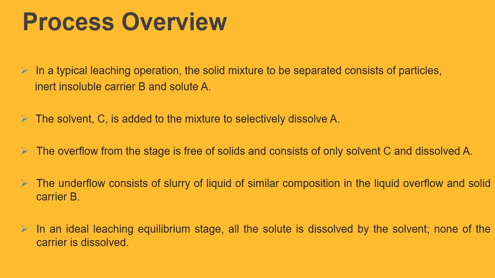Now, in an ideal leaching equilibrium stage, all the solute is dissolved. We assume that all the solute is dissolved by the solvent and none of the carrier solid is dissolved, in the sense that it is inert, so none of it will get dissolved by your solvent. All solute is dissolved by your solvent C. The solute is A. That is what is meant by all of these principles.